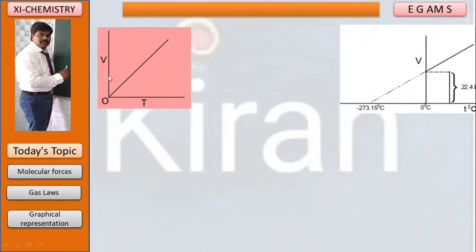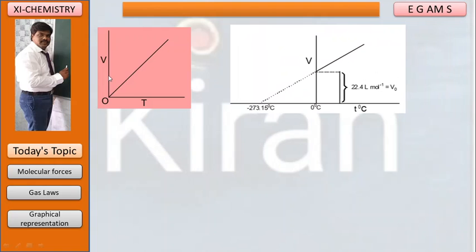One more graphical representation. All of you look at the board. This graphical representation indicates centigrade temperature. Here this graphical representation indicates absolute temperature. Concentrate clearly. This graphical representation explains absolute temperature versus volume. This one indicates centigrade temperature with respect to volume.